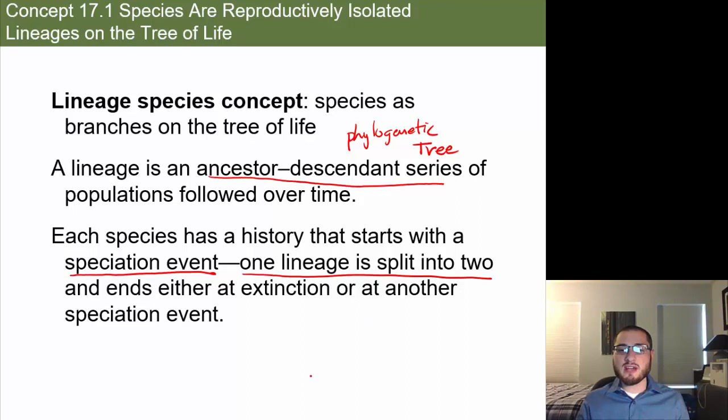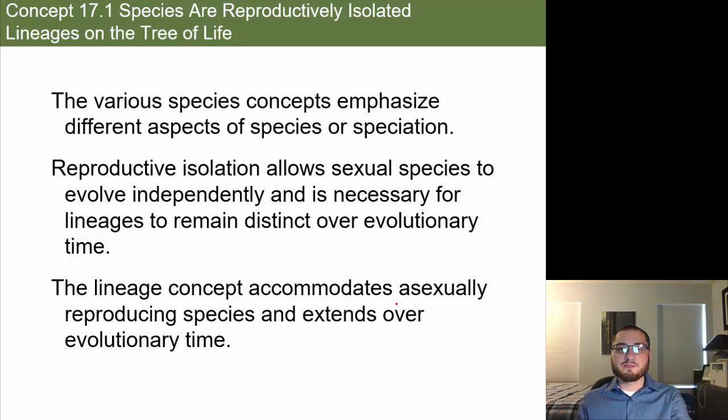So when we look at a phylogenetic tree, as it goes up, you're going to have these branching events, and maybe this one goes extinct, but this one keeps going, and there's another branching event, and maybe that one goes extinct, but this one keeps going, and then there's another branching event where this one goes extinct, but this one keeps going. And that is what we're talking about, where these branching events at these nodes are speciation events. So the various species concepts emphasize different aspects of species or speciation.